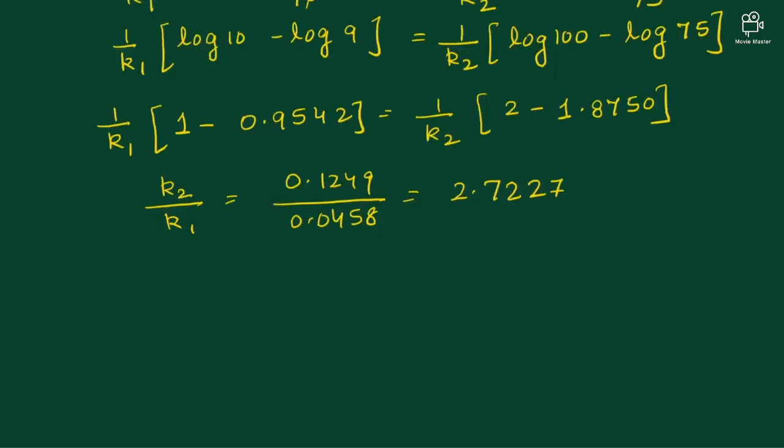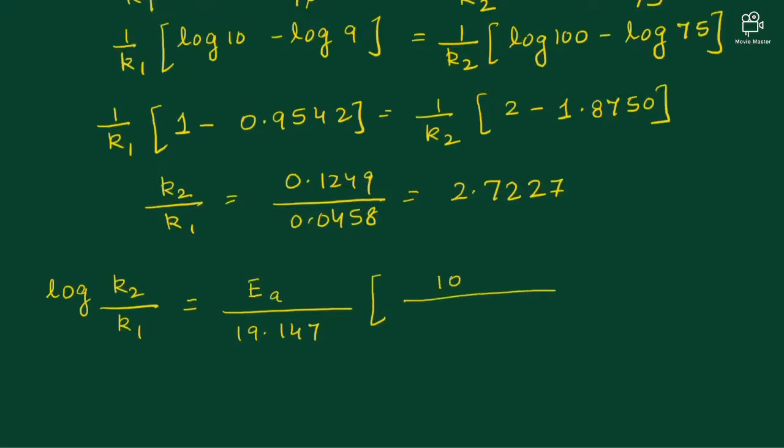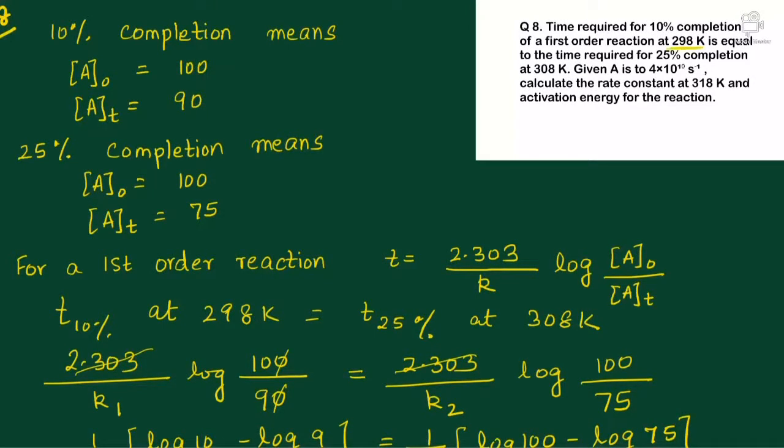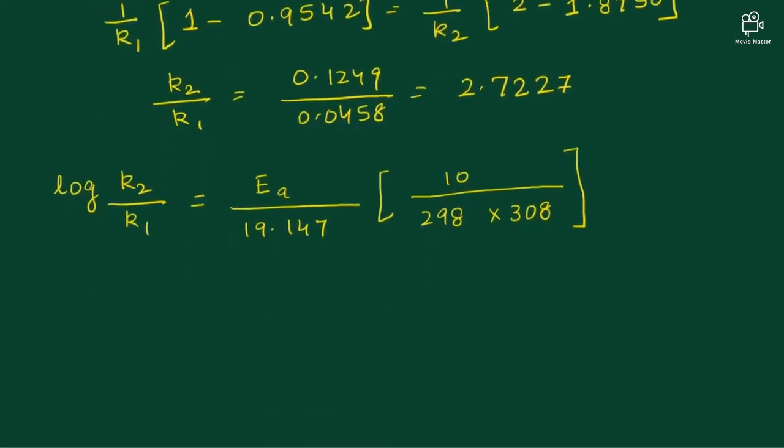Now we have to determine the activation energy. So we can use the integrated Arrhenius equation. Log of K2 by K1 is equal to EA upon 2.303 into R. You recall, what did we put it as? 19.147. The difference in the temperatures is 10, and you have the two temperatures at 298 and 308 Kelvin. Now here, please remember, there's a small point to be taken care of. In this particular question, the data gives you the values at 298 Kelvin and 308 Kelvin, whereas it is asking you for the rate constant at 318 Kelvin, right? And we are going to assume that the activation energy remains constant for the entire reaction irrespective of temperature.